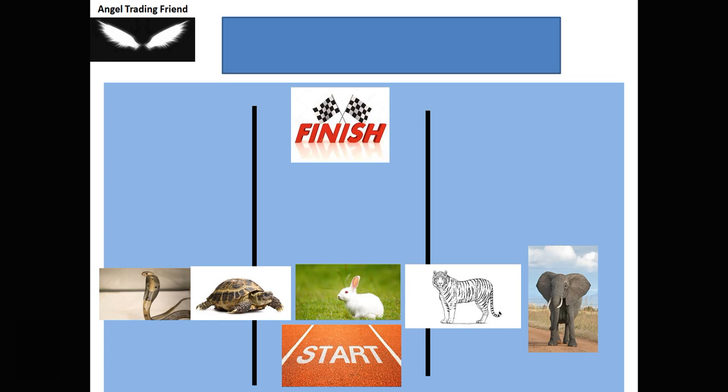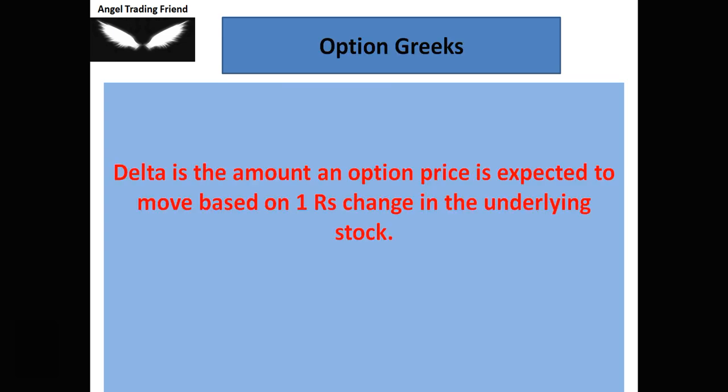Please don't think I'm doing a very childish thing. It has got great importance with delta. Delta is almost something the same. I'll just give you the technical definition, in the simplest words which I would like to say. Delta is the amount an option price is expected to move based on a 1 rupee change in the underlying stock.